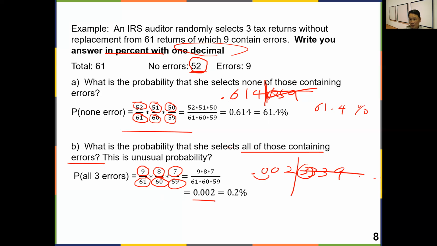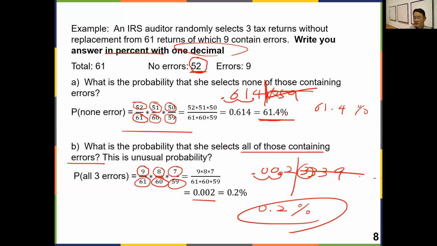That's my answer. Change that to percent. I'm pushing this 1, 2 times right here. So that's why it becomes 0.2%, just like that, right? In the previous one, I'm pushing this 1 and 2 times. That's why it's 61.4%, right? Just like that.